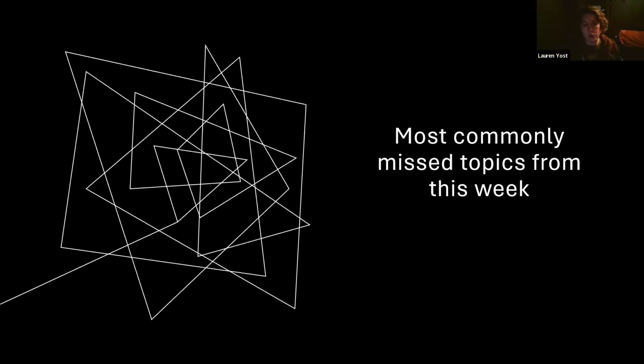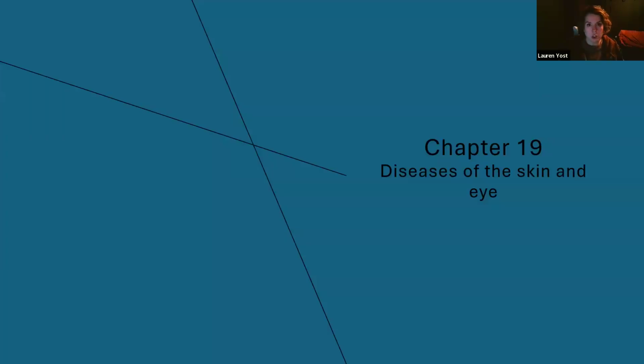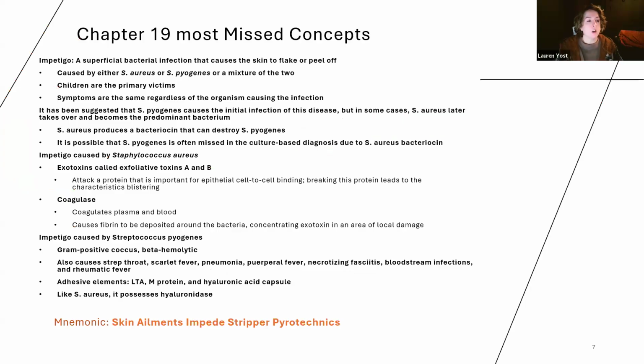All right, moving on to the questions from each of these chapters. We'll start with chapter 19, our skin and eye diseases. First, we have impetigo. Often, again, this is an exfoliative, peely, flaky sort of skin disease. And it is typically associated with Streptococcus pyogenes. Sorry, trying to reorganize this. Okay, it's most commonly associated with Streptococcus pyogenes first, and then the infection progresses to Staphylococcus aureus.